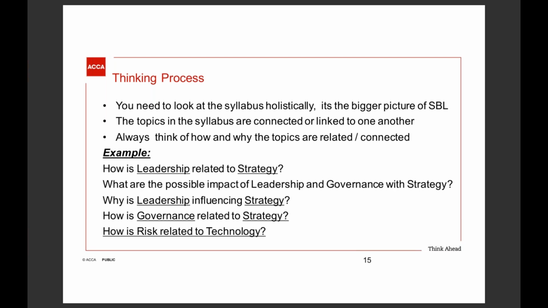Basically, the way that you think, you must always think of how and why the topics are related and connected. For example, leadership is related to strategy, like I mentioned to you earlier. So these are some of the examples.